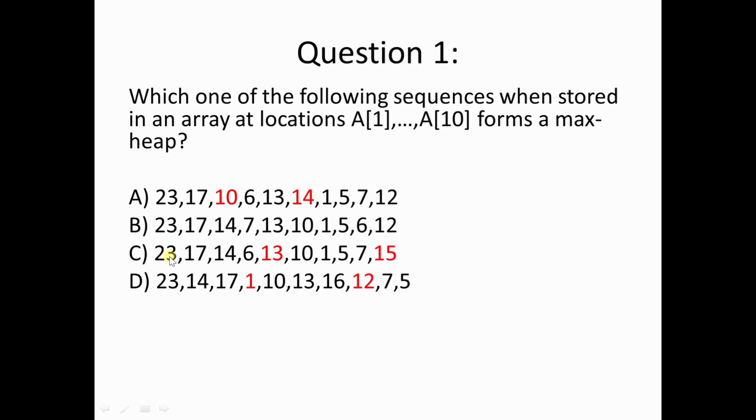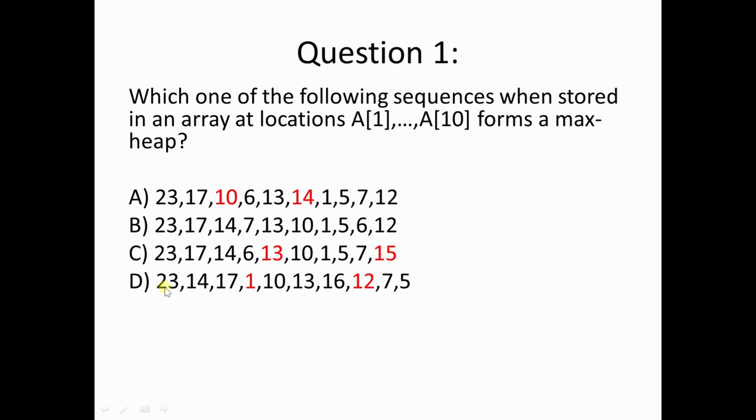In option C, below 23 it is 17 and 14. Below 17 it is 6 and 13, and below 14 it is 10 and 1. Below 6 it is 5 and 7, and below 13 it is 15. 13 is smaller than 15. It's not a maximum heap tree. It may be a little bit confusing, but once you draw the tree, as I said, you will clearly see these root nodes are smaller than their children nodes.